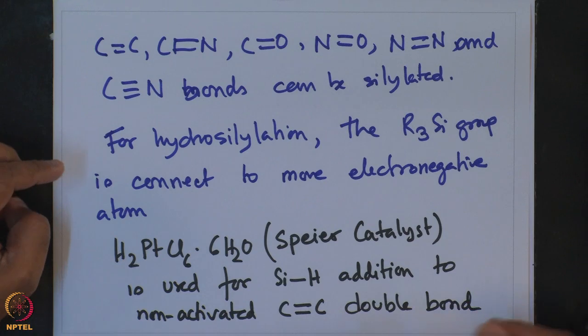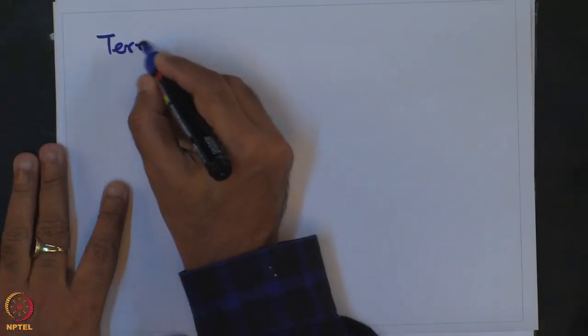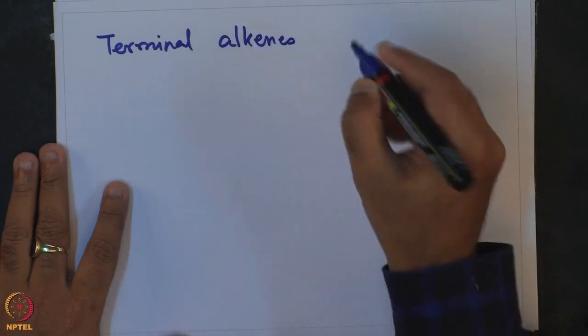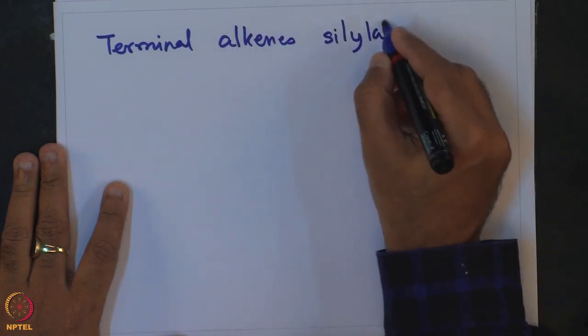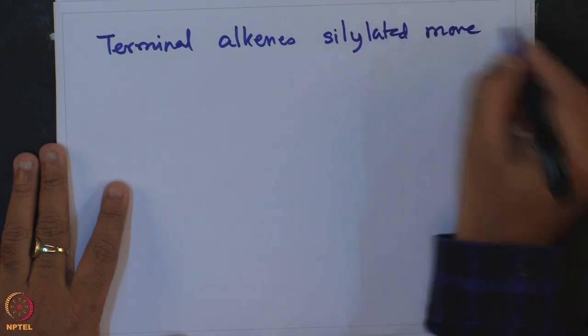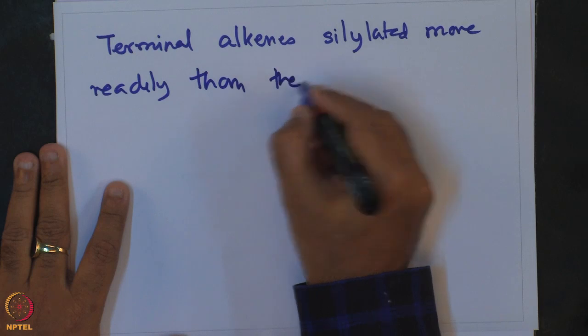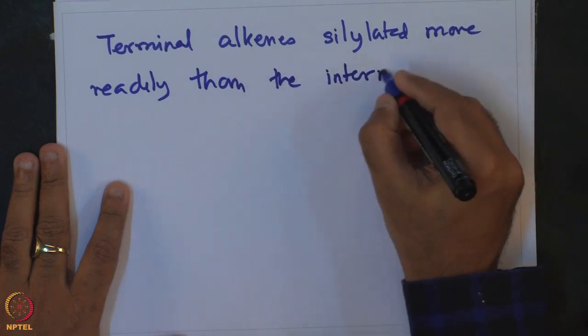And in terms of the olefinic addition, another interesting observation is that terminal alkenes are silylated more readily than the internal alkenes.